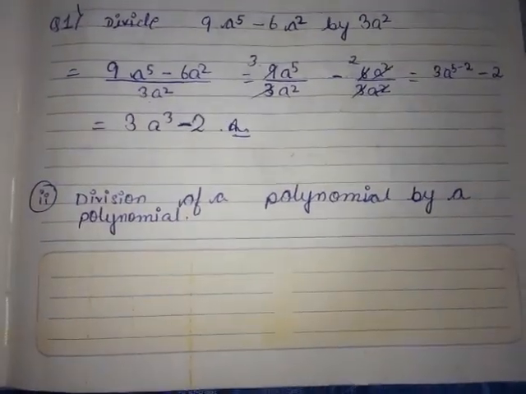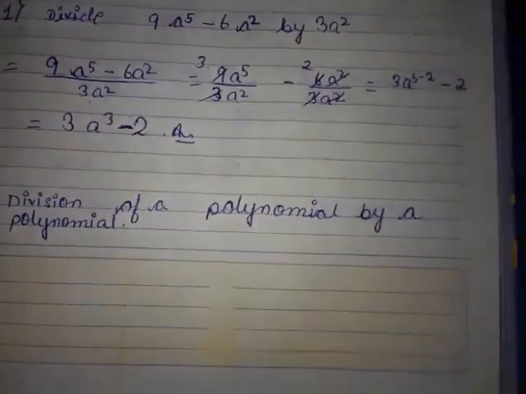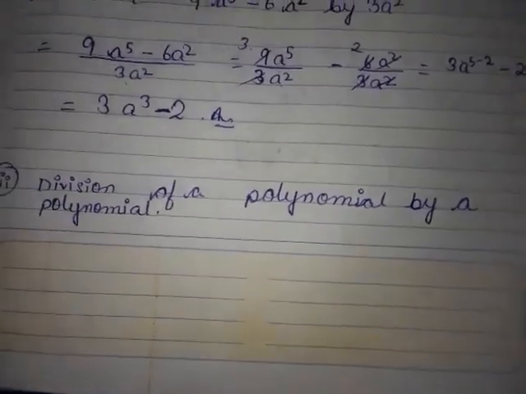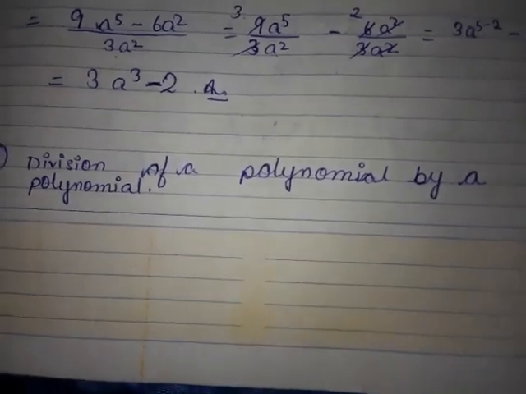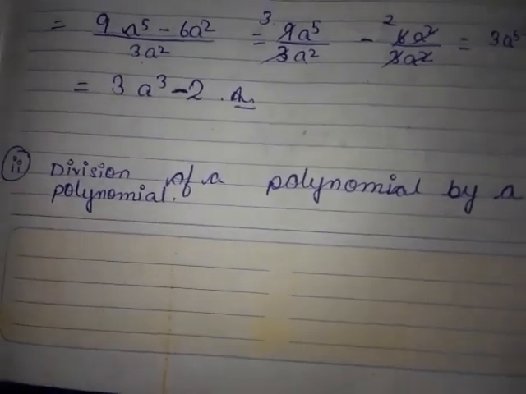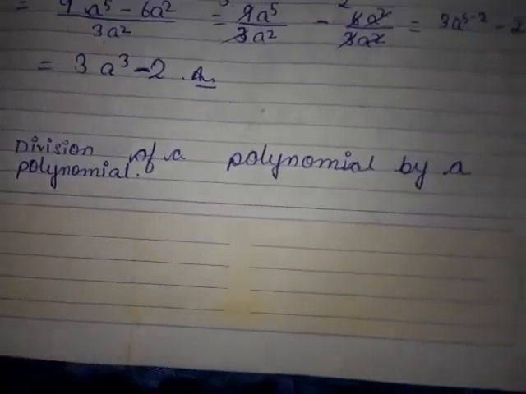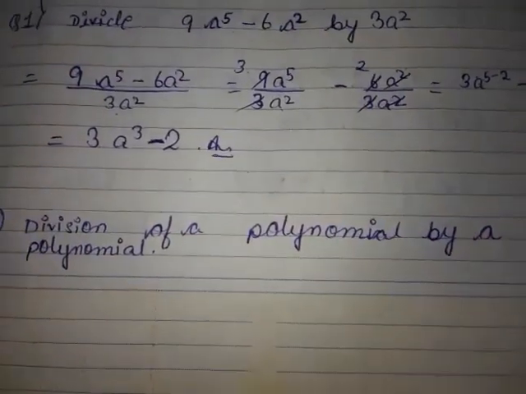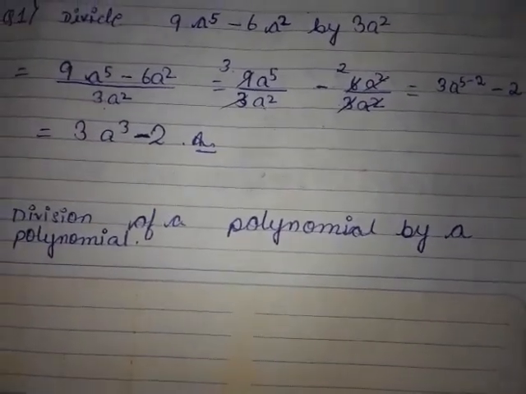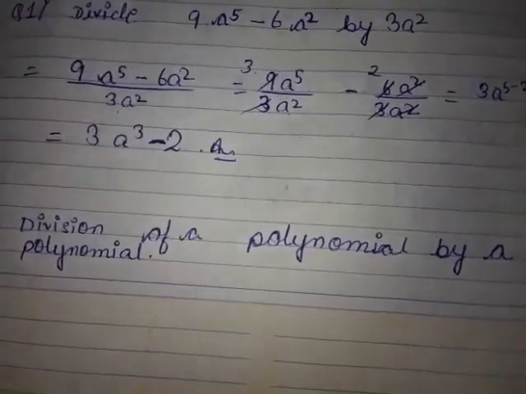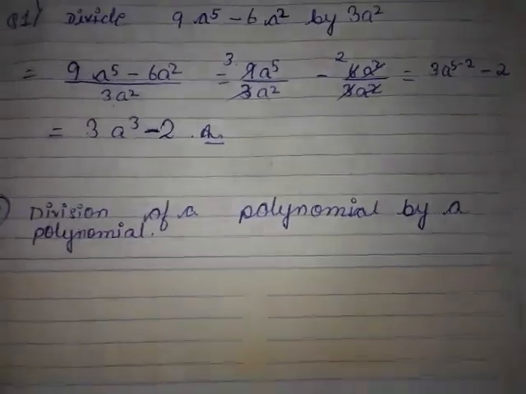The other type of questions is division of a polynomial by a polynomial. Now a few steps have to be followed. The first step is, arrange the terms of the divisor and the dividend in descending power of the literal coefficient. It means arrange the alphabets according to the power. The highest power will be first, and accordingly the lesser powers will go back, as you have to arrange it in descending order.